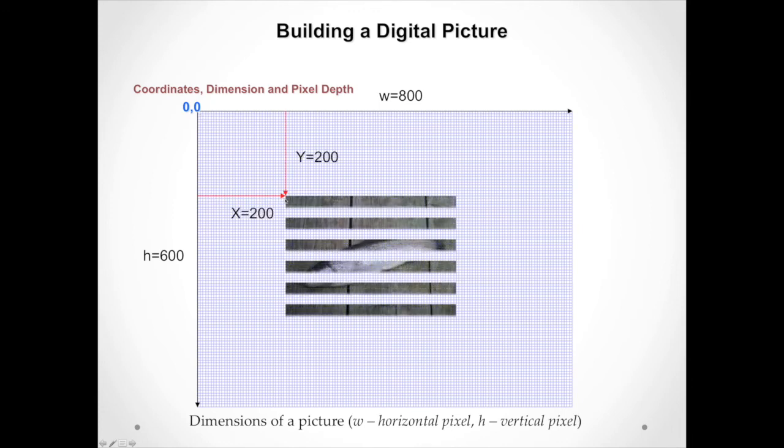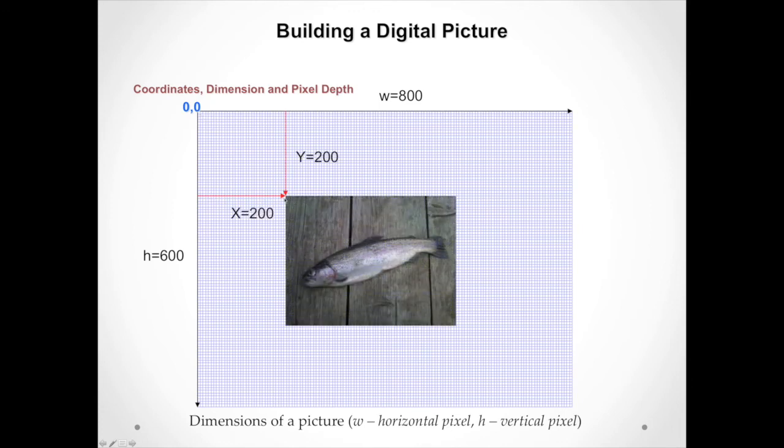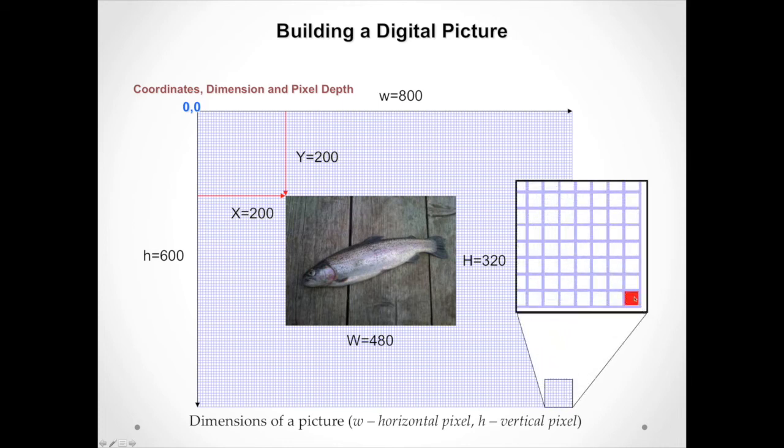So we can actually move pictures around. Okay, so 200 pixels to the right, 200 pixels downwards, and that's where we put our picture. Our picture size can be of this particular width and height. Now, if we zoom in further to look at one pixel, each of these pixels has a bit depth describing its color.